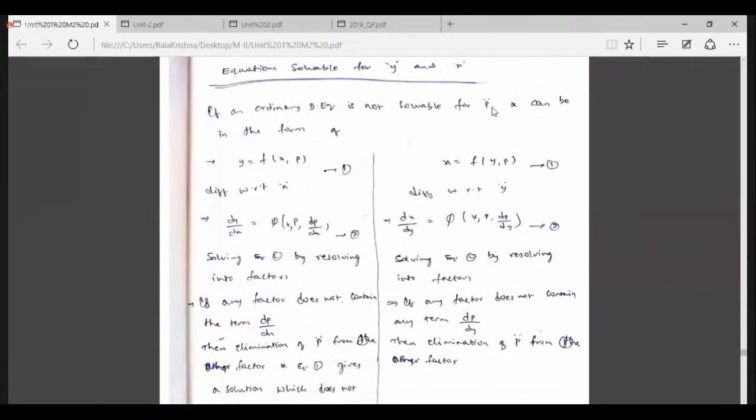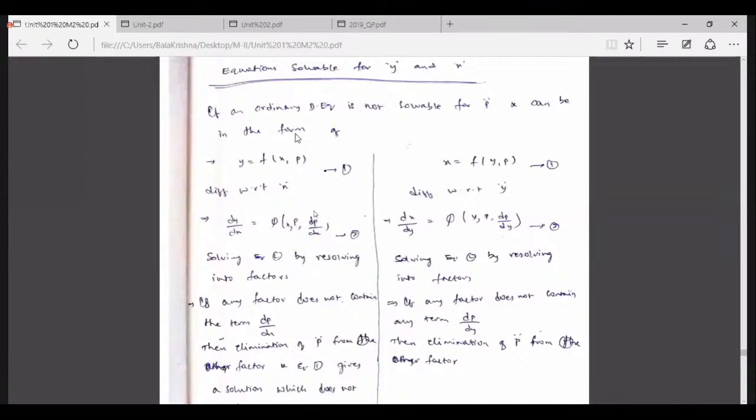So if it is not solvable by the previous case, you can express the given equation in the form of y is equal to a function of x and p, or x is equal to a function of y and p. Once you express it like this, here you should differentiate with respect to x, and here with respect to y, so that you will have dy by dx equal to some function in terms of x, p and dp by dx. Similarly dx by dy. Basically you know that dy by dx is nothing but p, so dx by dy will be 1 by p.